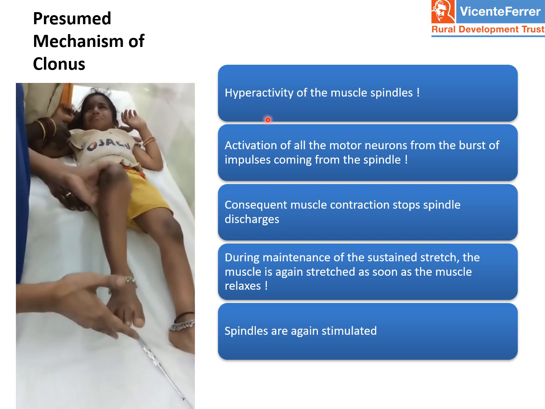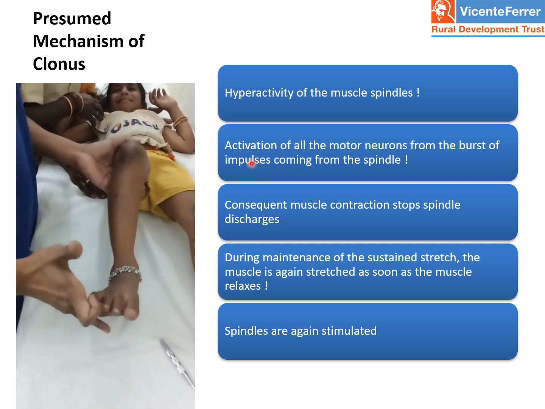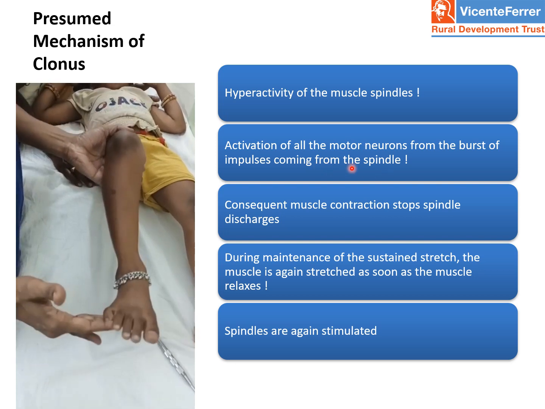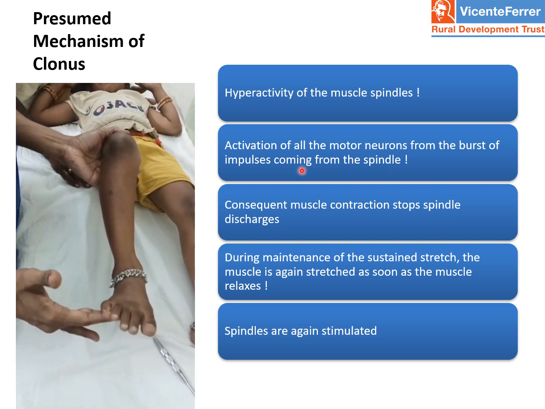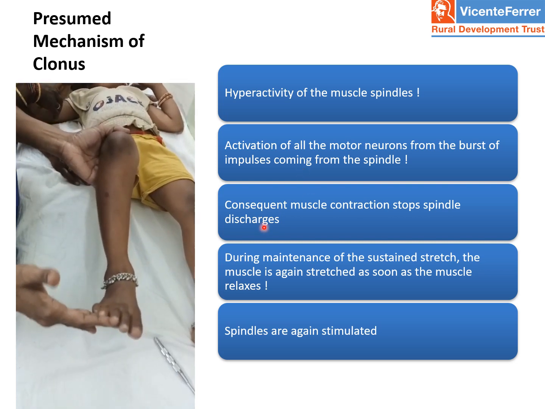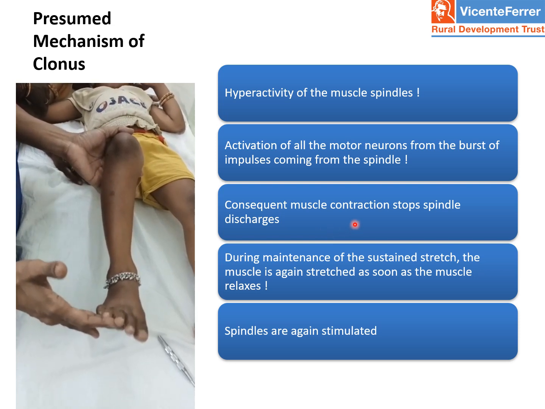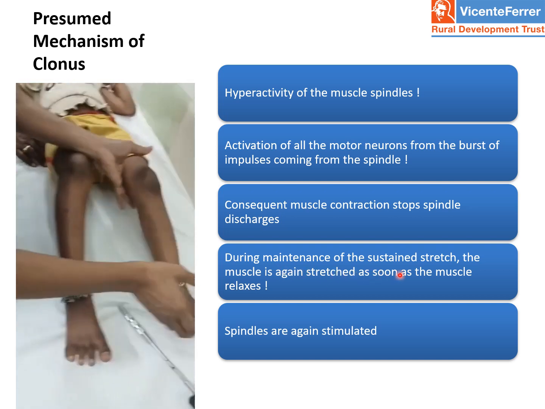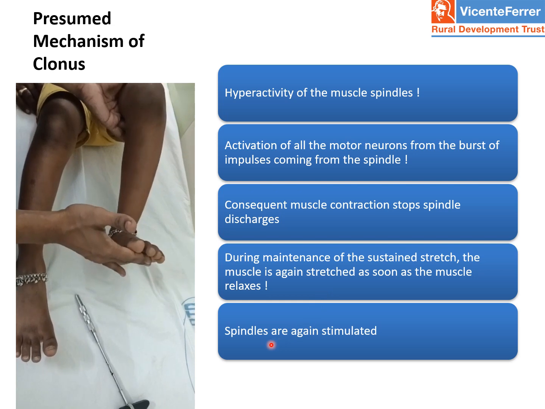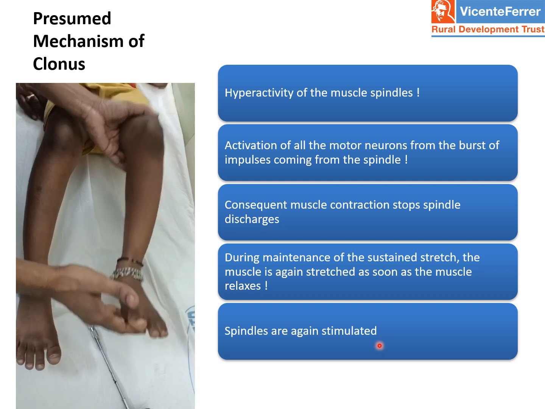There will be intrinsic hyperactivity of the muscle spindles, which causes activation of the motor neurons from the burst of impulses coming from the spindle, that is, through the 1A fibers, which will stimulate the alpha motor neurons and cause this muscle contraction. That consequent muscle contraction stops the muscle spindle discharges. During maintenance of the sustained stretch, the muscle is again stretched as soon as it relaxes. So again the spindles are stimulated. That's how this clonus will be sustained.